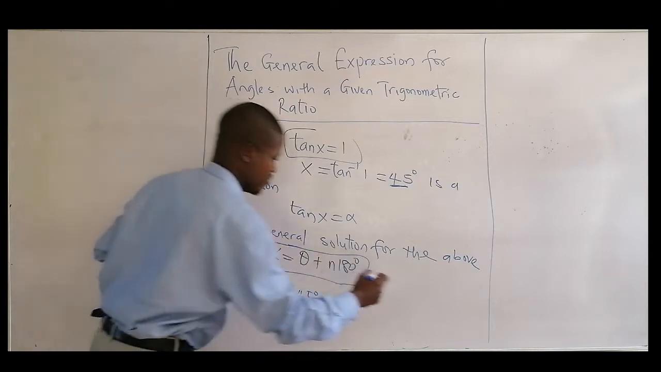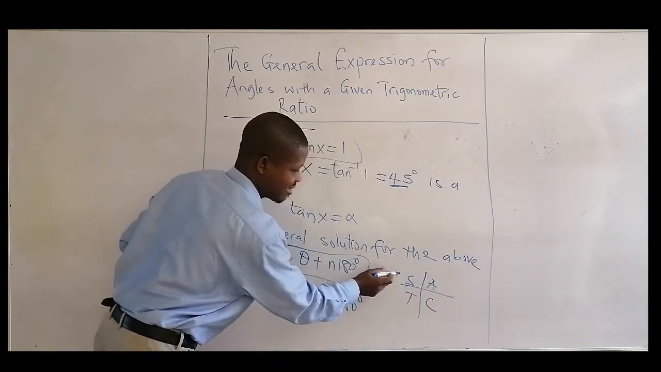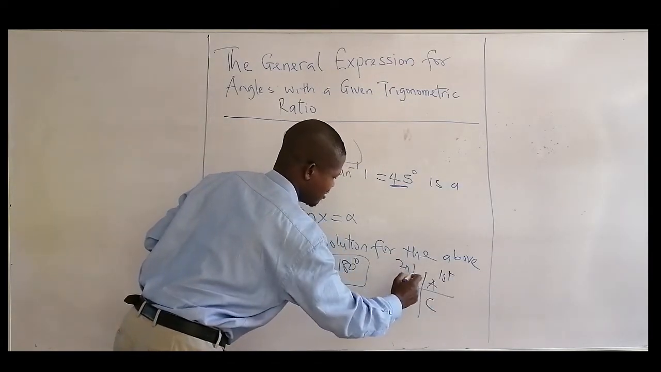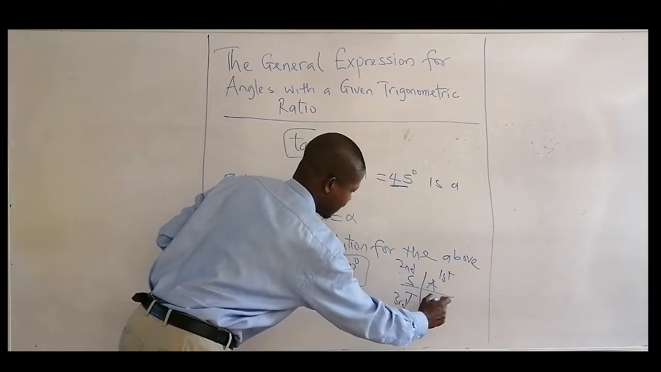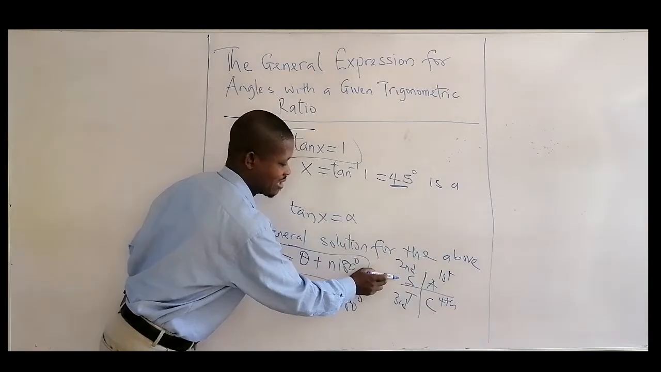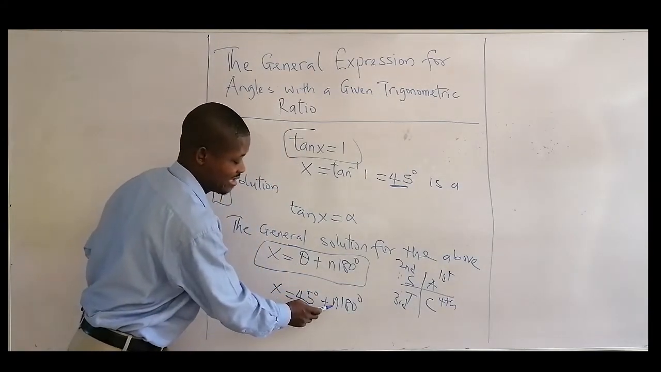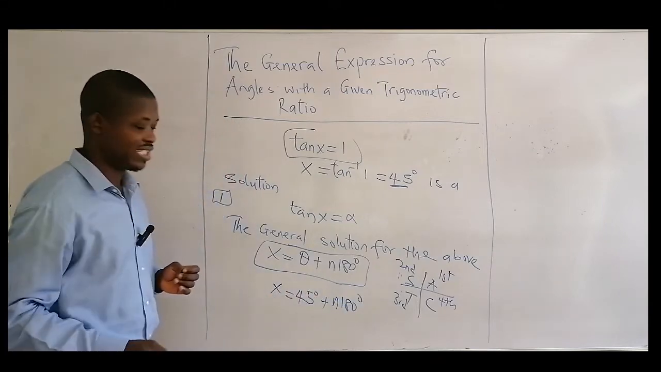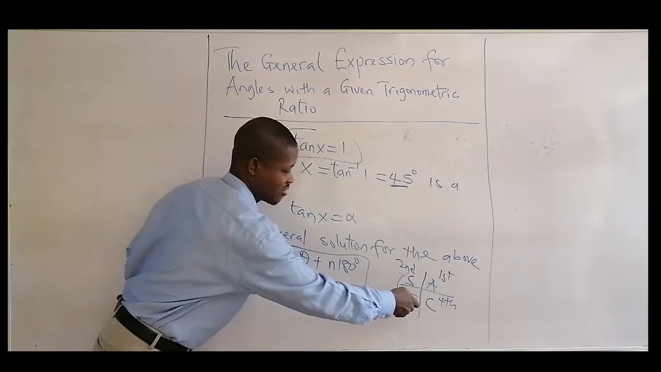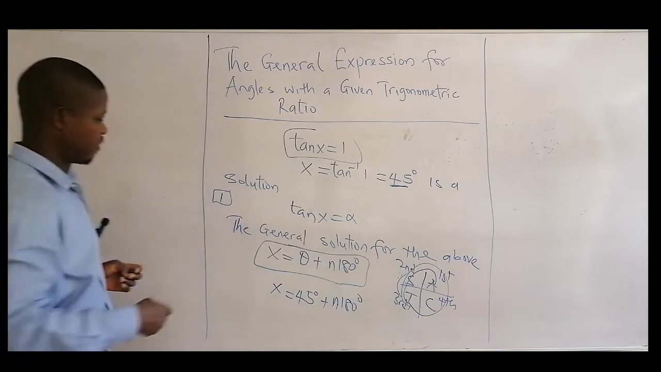And don't forget, if you remember our CAST, tangent is, this is the first quadrant. You can watch the video. This is second, this is third, and this is fourth. So for tangent, it's beyond the sine region. That's why we have theta plus n times 180. The n means the number of times. Maybe first time here, then come back again a second time, and so on and so forth.